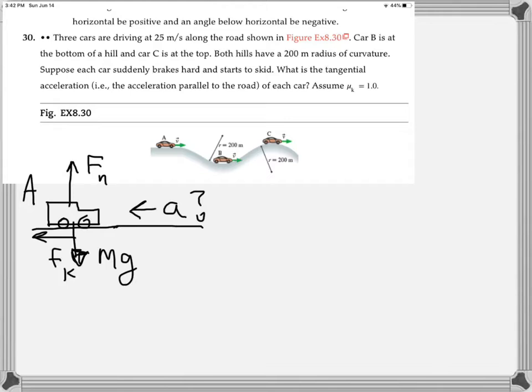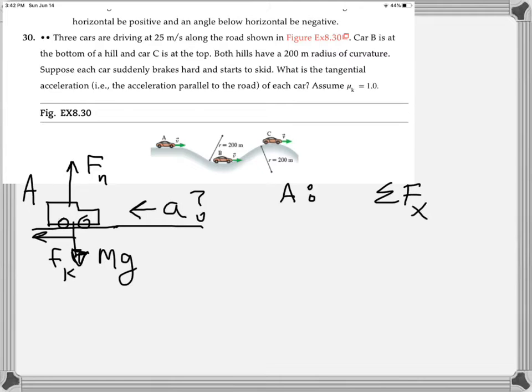They're calling it the tangential acceleration, which is just the component of the acceleration that is parallel to the road. For car A, we don't have any other component. The acceleration is tangential to the road. But for B and C, we're going to see that that's not the case. All right, so how do we deal with this? For car A, we have a free body diagram.